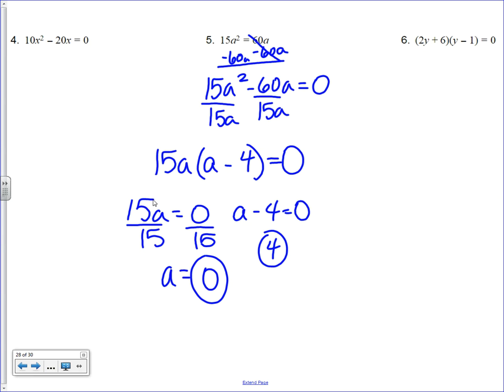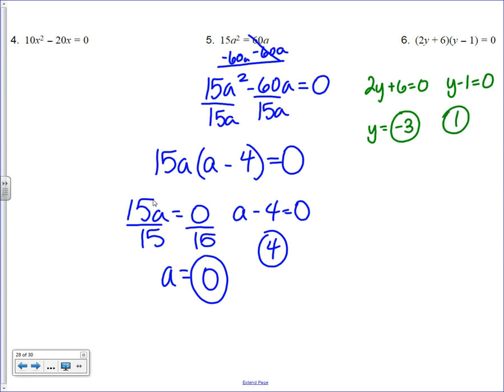Number 6 is the easiest one on the whole page. It's already equal to 0, and it's already been factored for you. So what do you have to do? You just have to write them down and solve it. So can you do that for me, please? Hopefully, you're subtracting the 6, and then you're dividing by the 2, and you should get -3. Is everybody okay with that? And then on the other one, that's pretty easy, and you should get a 1.